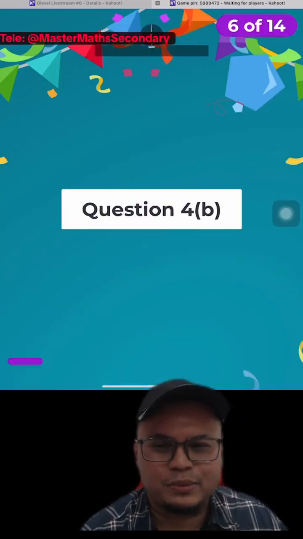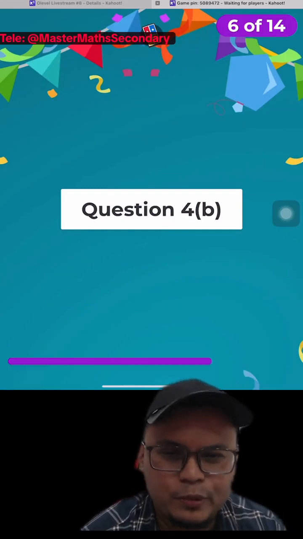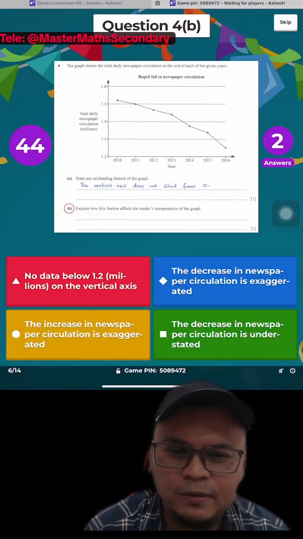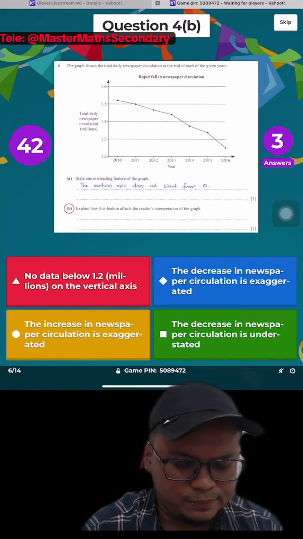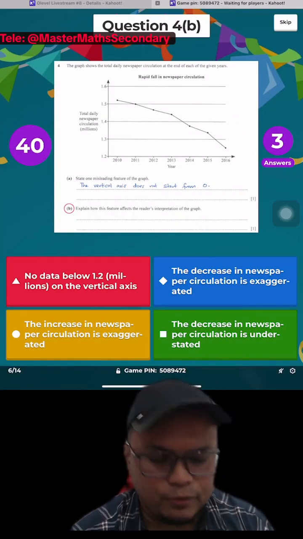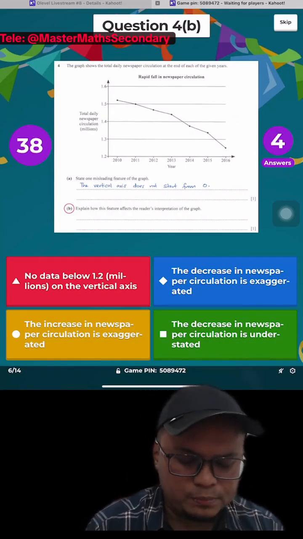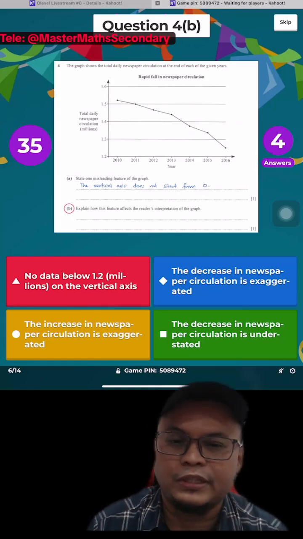Moving on to the next question, guys. Question 4, part B. So the same question as we were looking at just now. The answer just now was because the vertical axis doesn't start from 0, right? Now, for part B, they want you to explain how this feature affects the interpretation of the graph.